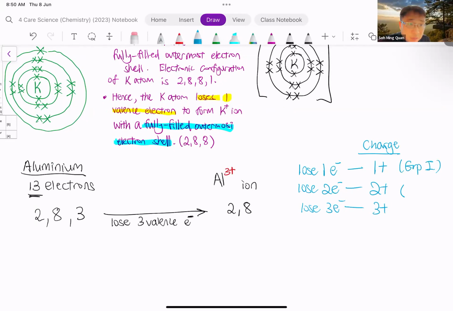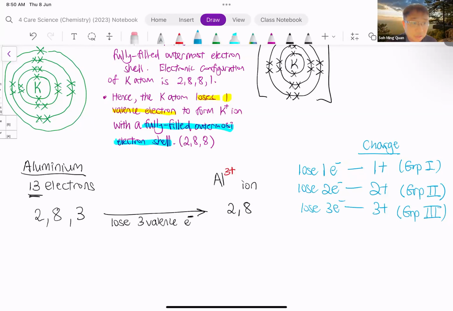Which elements will lose 2 electrons? They will lose 2 electrons if they have 2 valence electrons. So group 2. So beryllium, magnesium, calcium, strontium, barium. These are all the group 2 metals. So they lose 2 valence electrons to form ions with a 2 plus charge. All right. Finally, the ones that lose 3, group 3, like aluminium. Aluminium forms Al3 plus ions.